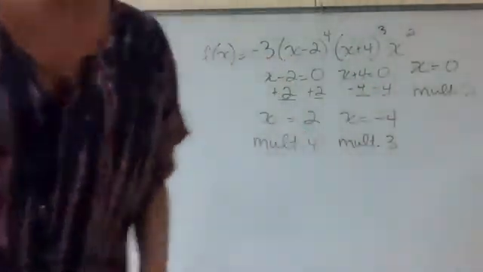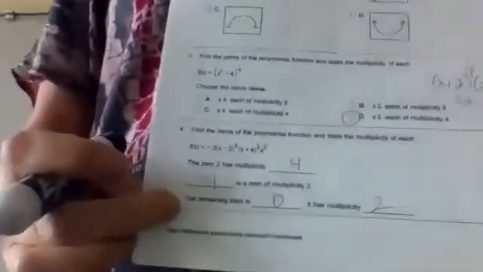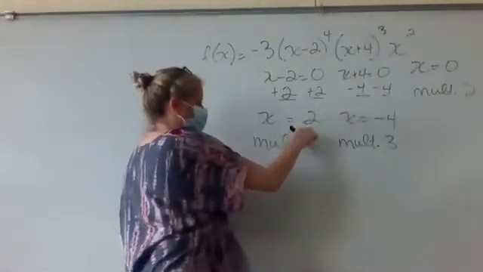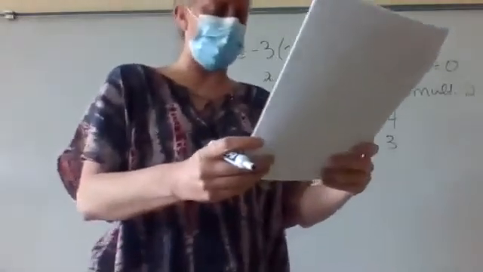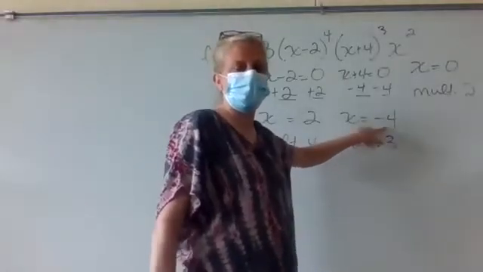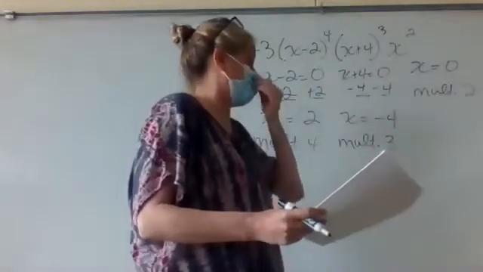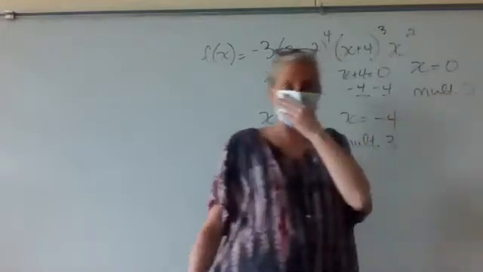Okay? It kind of asks you all the answers in a different way, on the sheet and on the review. So the 0, 2 has a multiplicity of blank. So where's my 0, 2? There's the 0, 2. Its multiplicity is 4. The second part says blank is a 0 of multiplicity 3. So here's multiplicity 3. Its 0 is -4. And then it asks for the remaining 0. So the remaining 0 is 0, and its multiplicity was 2.